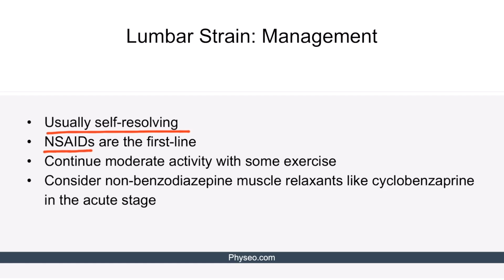The theme of NSAIDs as part of treatment for low back pain continues here. We also want patients to continue to be active. If pain continues without any relief, and the patient is especially bothered, a short course of non-benzodiazepine muscle relaxants such as cyclobenzaprine may be given.